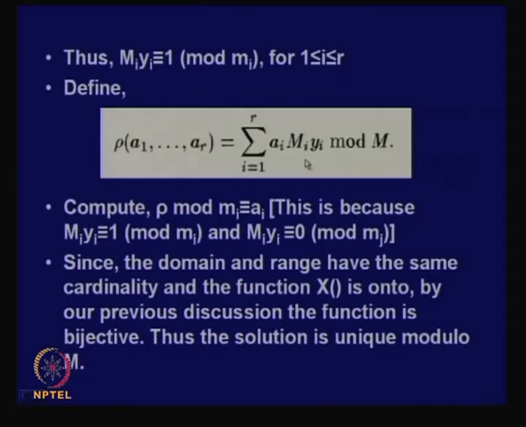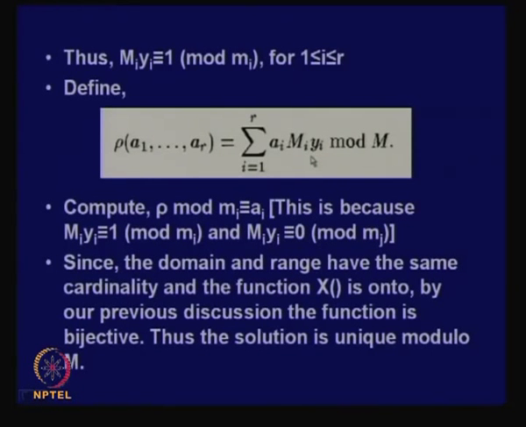Now you see that I am multiplying with ai, with big Mi, and with yi. If you go back to the example, Mi was the corresponding thing when you divided m by small mi. In that case, m was 15 and you divided that by 5, so you got 3. And what was the value of yi? It was 2, the inverse. Similarly, you can get the second term also.